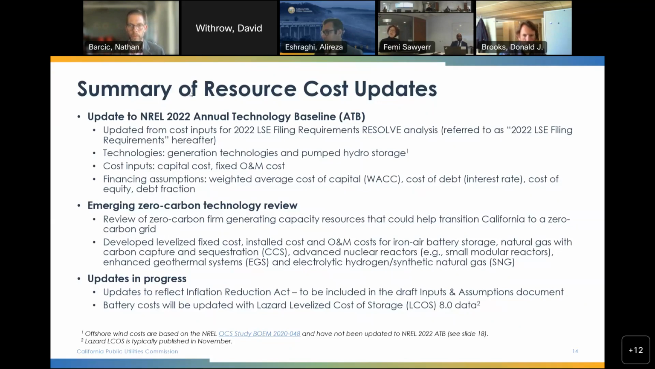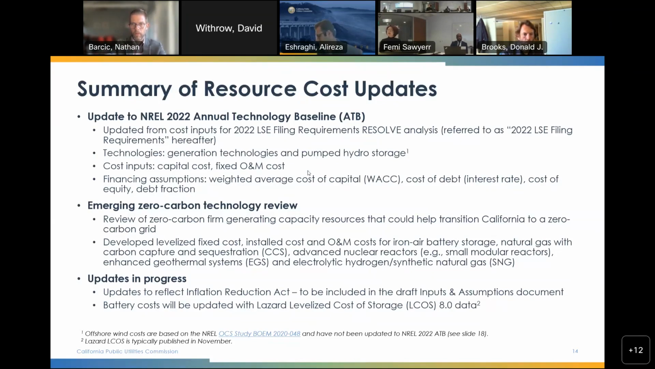So another key update that we made is that we did a review of emerging zero carbon technologies with a plan of incorporating some of these technologies in future modeling. So my colleague, John Stevens, will give a more detailed review of the technology review that we performed.